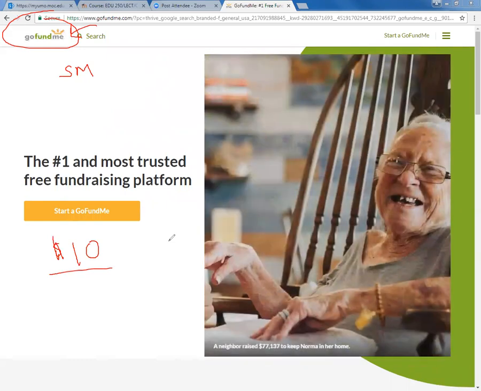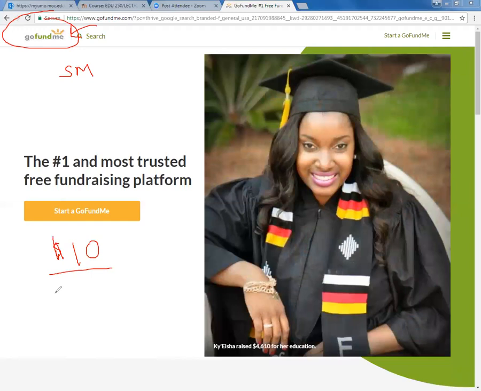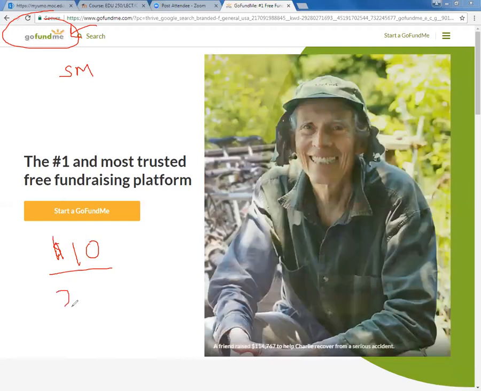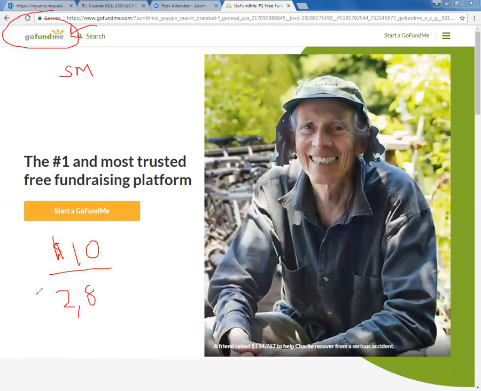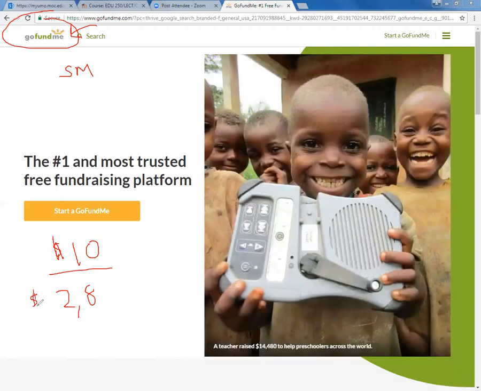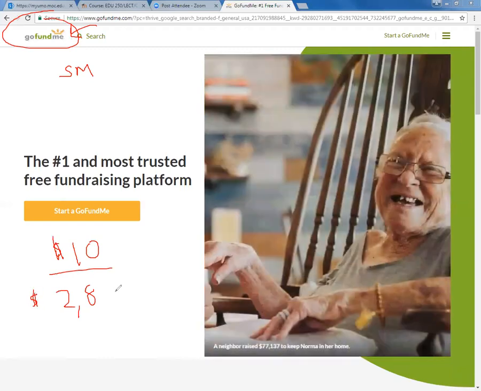Very complicated story. But within 24 hours, they had raised $2,800 of the $10,000, and you share the link with only those that you want to know about it.